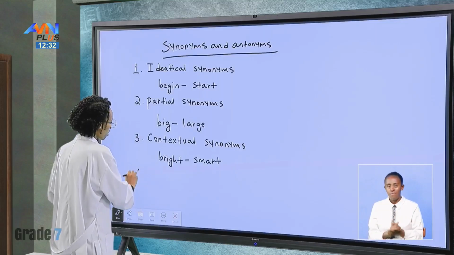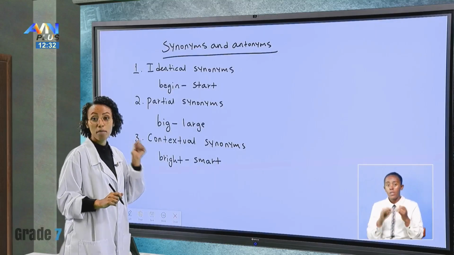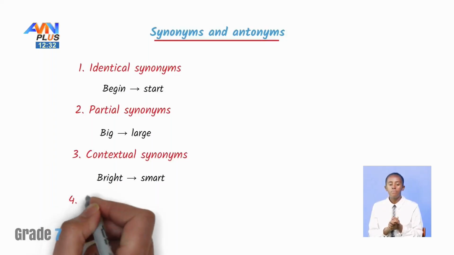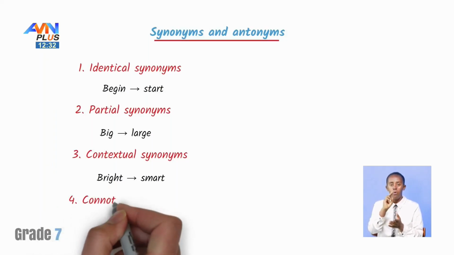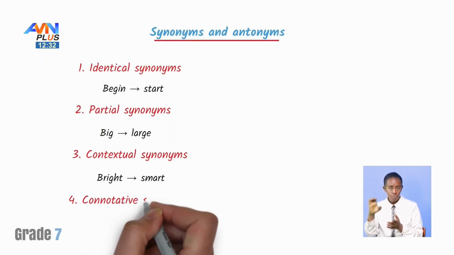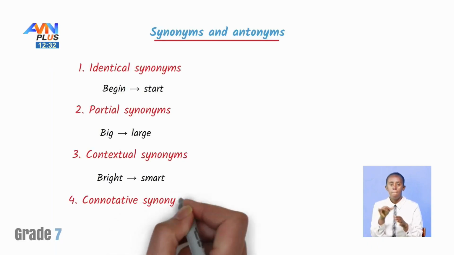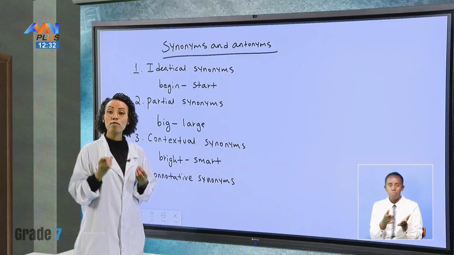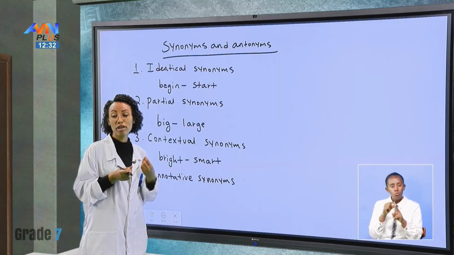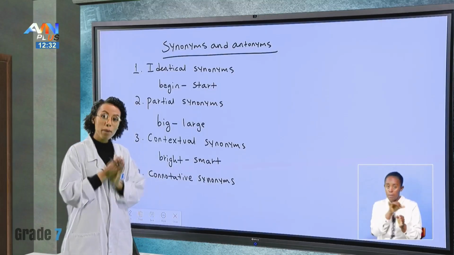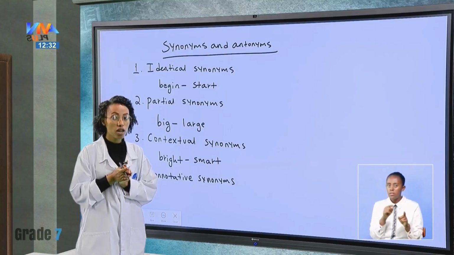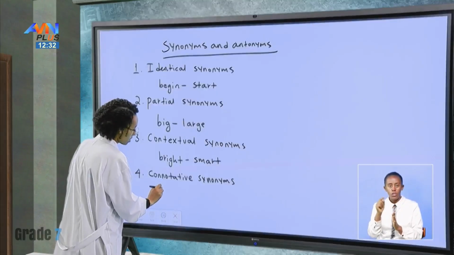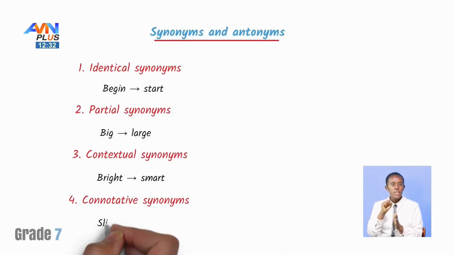The fourth and the last type of synonym that we saw last time is connotative synonym. Connotative synonyms are synonyms. The meanings of the words are similar, but they have cultural connotational differences. For example, slim, skinny.